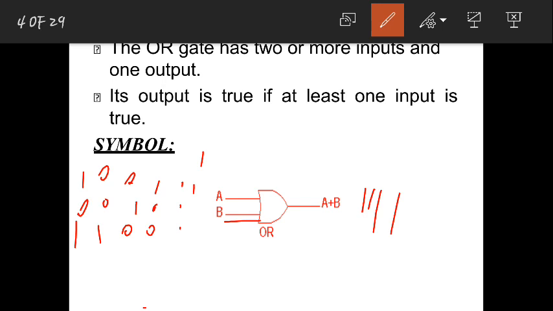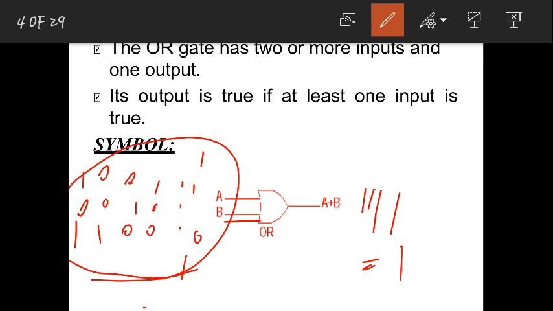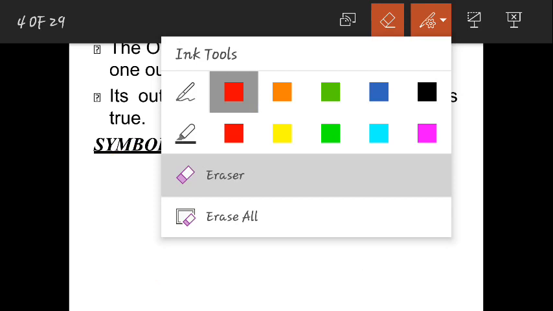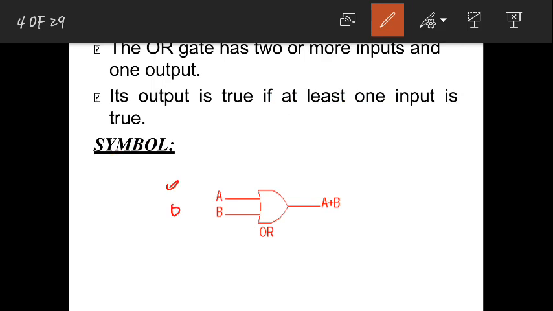Even if you have 1, 1 and 0, you will get 1. Because in any case, at least one input should be equal to 1, only then will the output be equal to 1. So even in this case, you will get 0 only if all 3 inputs are zeros, if I take a 3-input OR gate. Only if 3 inputs are zeros will my output be equal to 0, else the output will always be equal to 1. Is that fine?